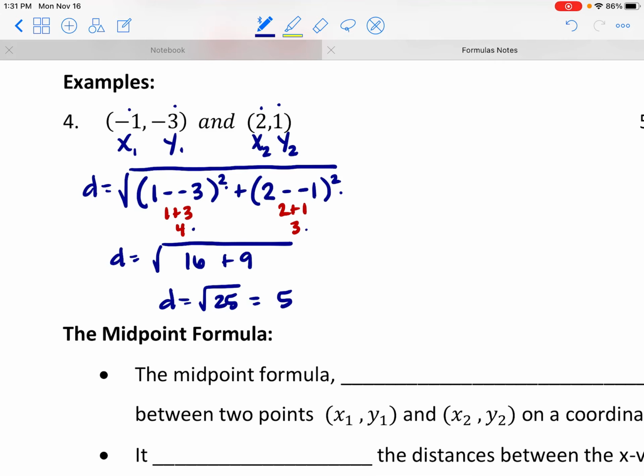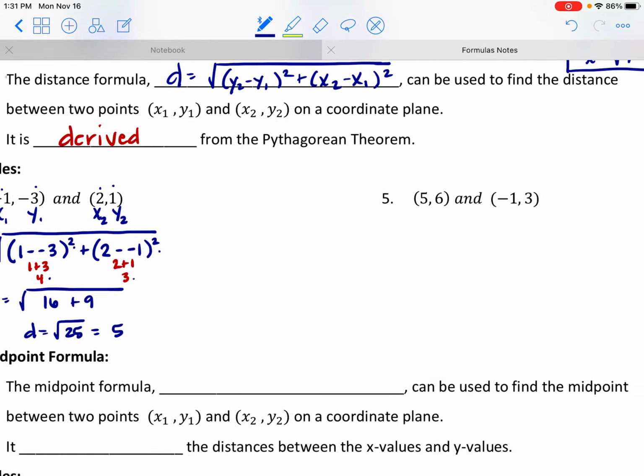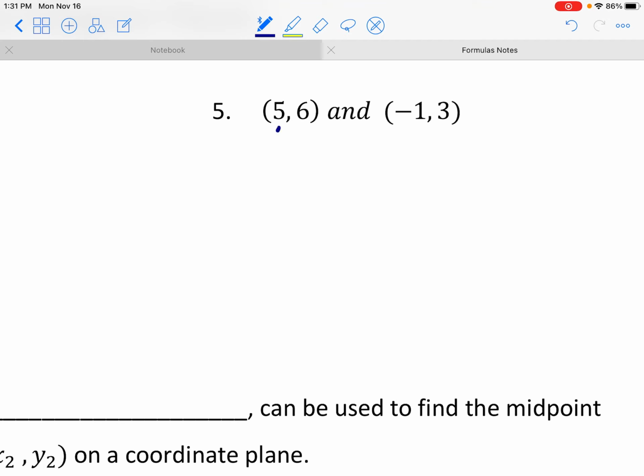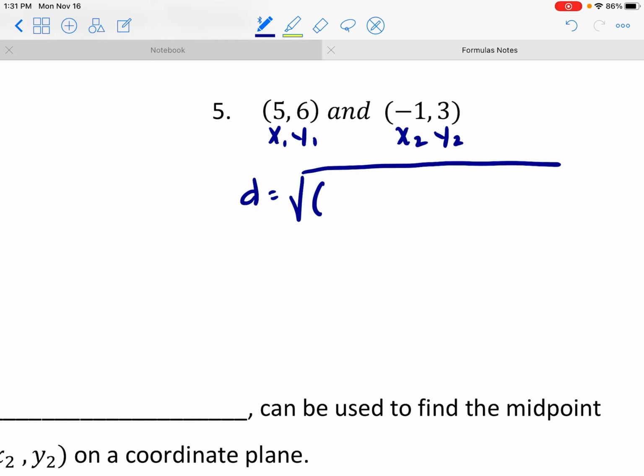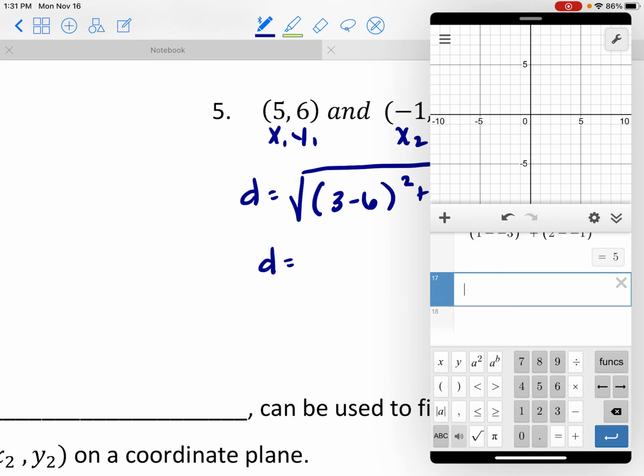Okay? Now on the next guy, again, this is x1, y1, and this is x2, y2. It's the first x and y, and then the second x and y. So the distance is going to be the square root of, that was ugly. In parentheses, y2 minus y1 would be 3 minus 6. That gets squared. Plus x2 minus x1 is negative 1 minus 5. That gets squared.